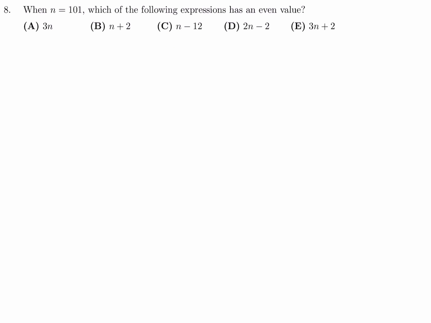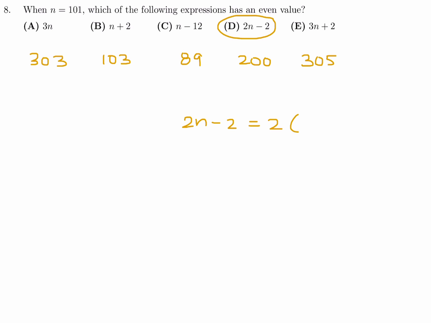If n is 101, which of the following has an even value? Let's figure out all of these. This would be 303. This would be 103. This would be 89. 2n minus 2 will be 200, and 3n plus 2 would be 305. So which of those is even? It's this one. And 2n minus 2, no matter what n is, will be even because you can factor out a 2 and you get n minus 1. So no matter what the value of n is, because 2 is a factor, that number will always be even. So number 8, the answer is D.